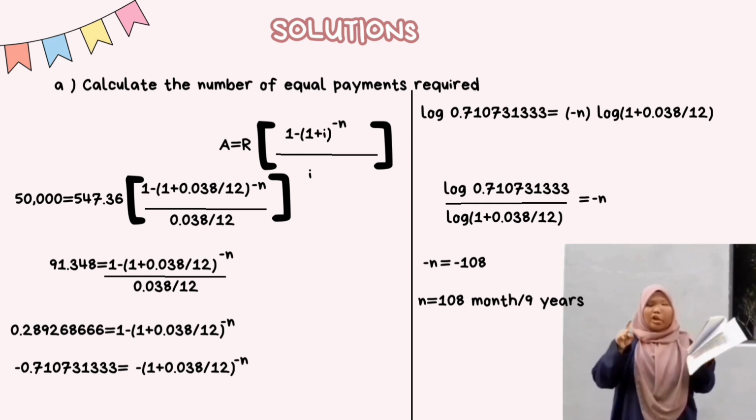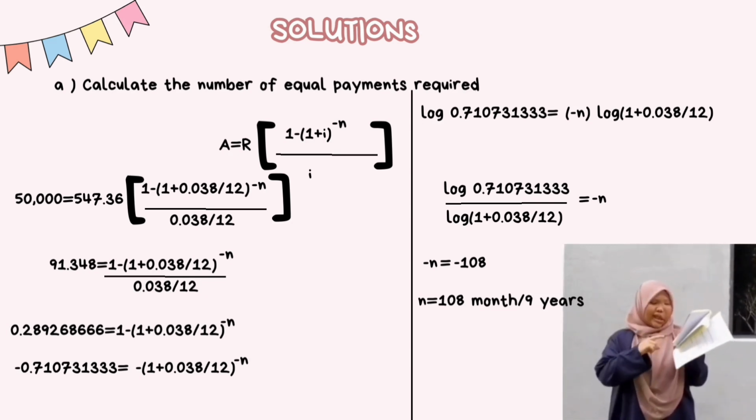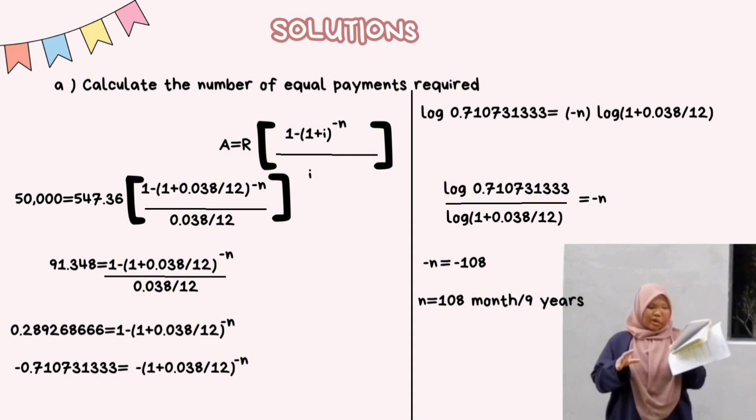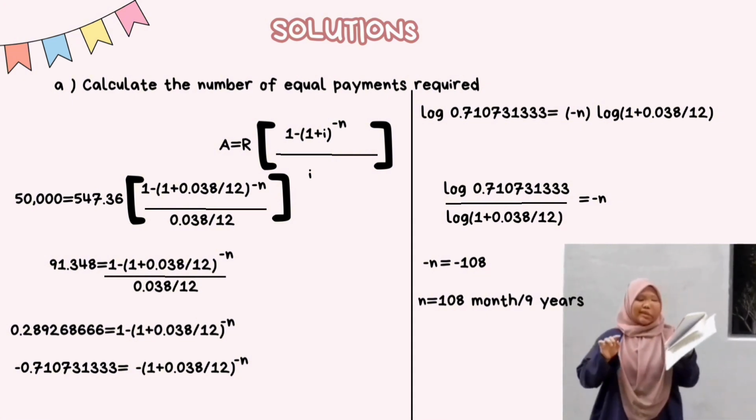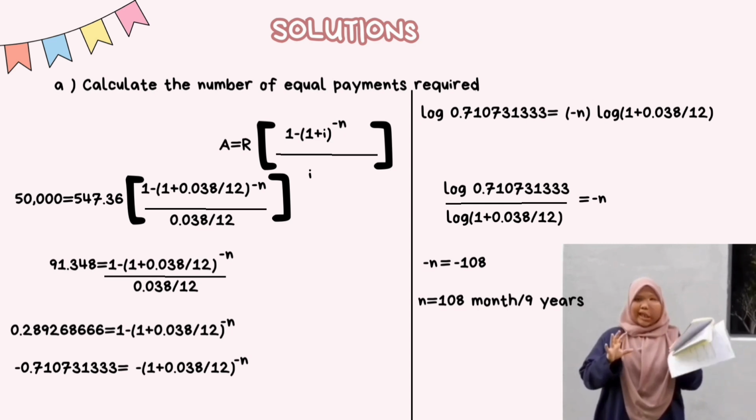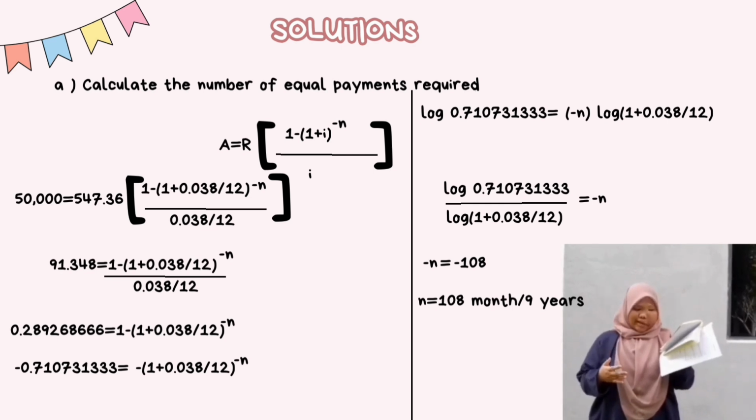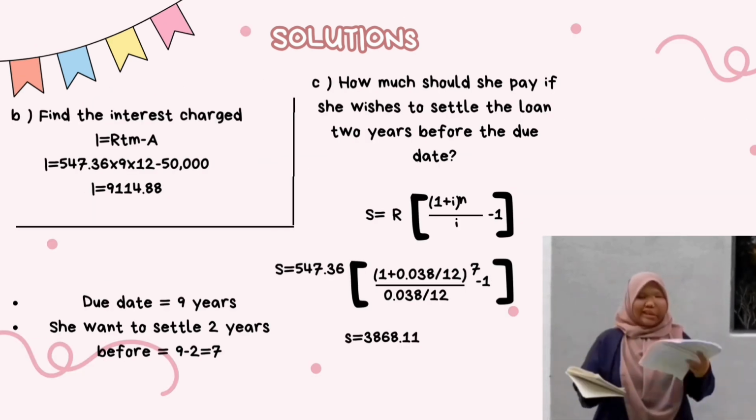We move the log bracket 1 plus 0.038 divided by 12 to the front, and it makes log 0.710731333 divided by log bracket 1 plus 0.038 divided by 12 equals negative n. And we got the answer negative n equals negative 108. We can remove the negative at both sides, and the final answer is n equals 108 months or 9 years. Question 3b. Find the interest charge.